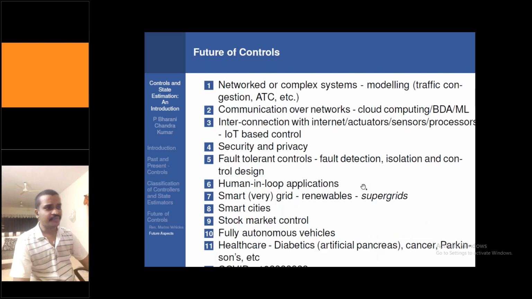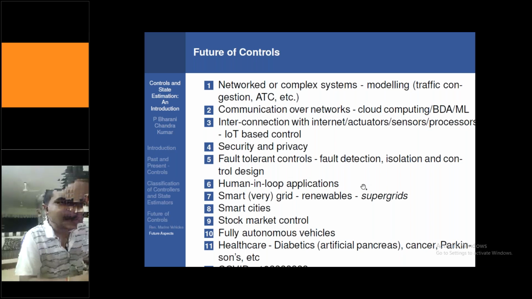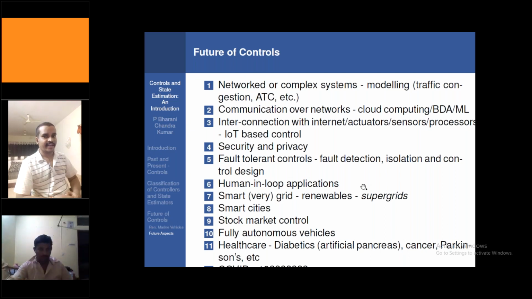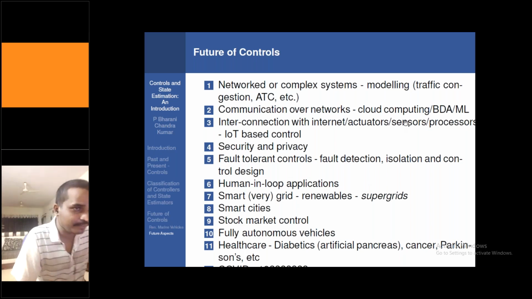So this is the future of the controls. What is the future of control? Network or complex systems. First of all, the modeling of traffic conditions or air traffic control, which is a big requirement for the current scenario, because we cannot have a deterministic model; we should have a stochastic model for the traffic, whether ground traffic or air traffic. Then communication over networks: cloud computing, big data analytics, or machine learning. Since we are transmitting all the data over the network, if the data is very large, how do we handle that? That's where big data analytics, ML, or cloud computing comes into the picture.